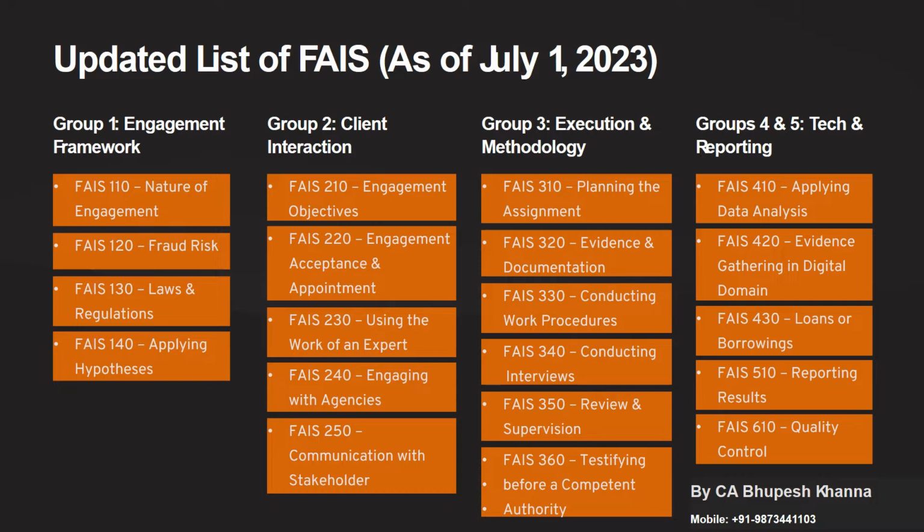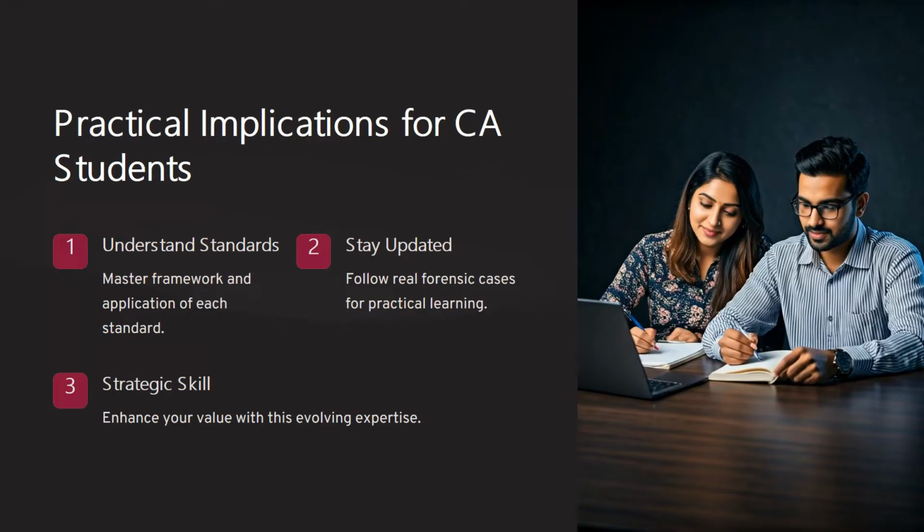Under Group 4, Use of Technology in Special Areas, there are 3 standards. FAIS 410, Applying Data Analysis. FAIS 420, Evidence Discovery in Digital Domain. FAIS 430, Loans or Borrowings. In Group 5, Reporting and Quality, only 2 standards. FAIS 510, Reporting Results. FAIS 610, Quality Control.